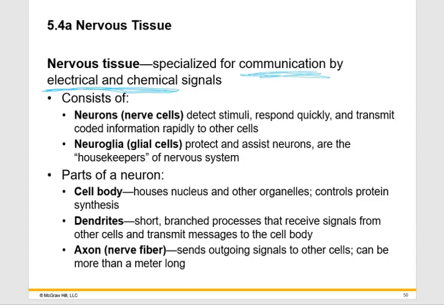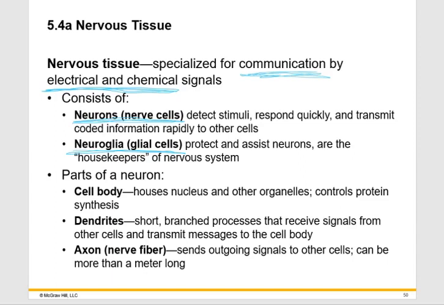We have two types of cells within nervous tissue. The major cell, the neuron or nerve cell, which has several parts we'll talk about in just a moment when I show you the picture. And then we have the other cells all collectively grouped together and known as neuroglial or glial cells.